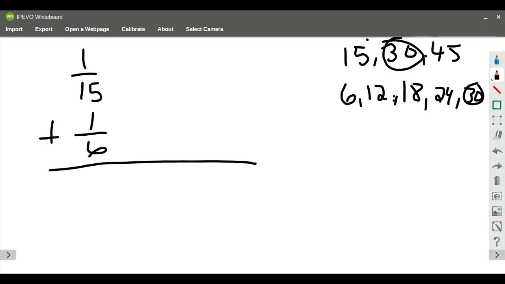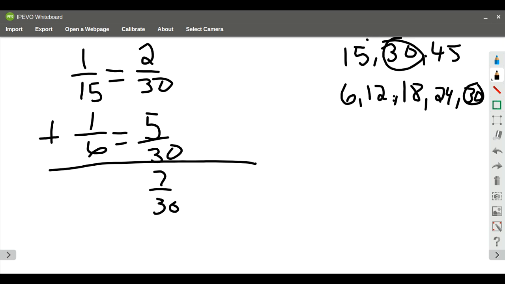And so 15 times 2 is going to get me to 30. So this will be equal to 2/30. And then 1/6 times 5 gets me to 30ths. So this would be equal to 5/30. Can add those together. 5 plus 2 is going to be 7/30. 7 and 30 don't have common factors. So that is already in simplest form.